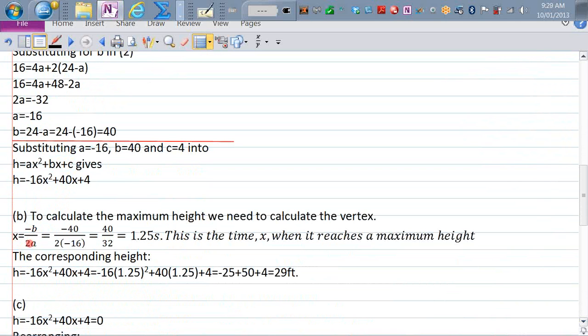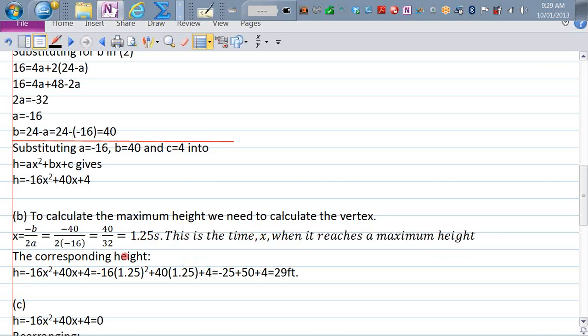Along the axis of symmetry. So first of all, we need to calculate the time when it reaches the maximum height. This is minus b over 2a. Minus 40, because b is 40, and 2a is minus 16, so we get minus 40 over minus 32, which is the same as 40 over 32, which becomes 1.25 seconds. This is the time when it reaches the maximum height.